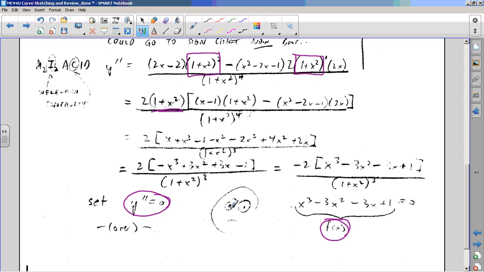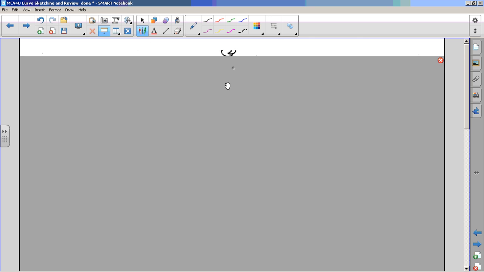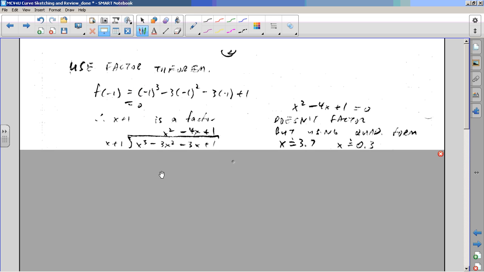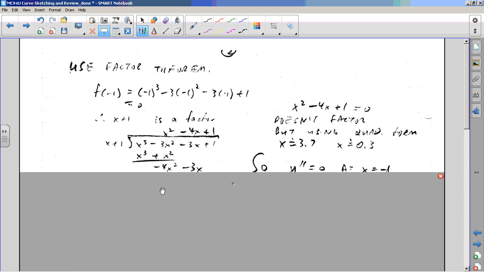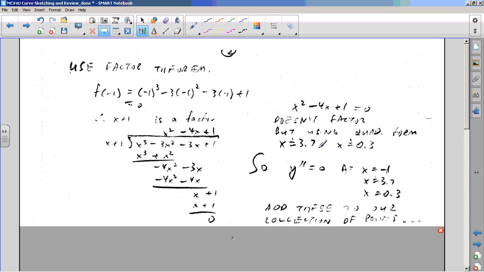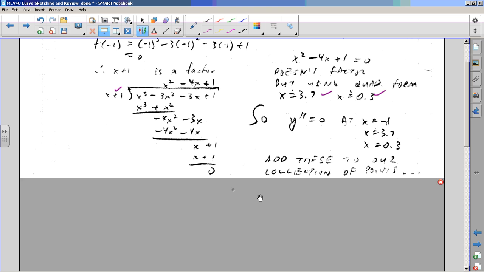Unbelievable. See how scared I'm getting? Could be some sweat coming off me there too. Phew. And then the next page is me using the factor theorem. I find a factor that works, and then I do long division, and then this thing doesn't factor, but I use the quad formula, so that gives me 1, 2, 3 points of inflection, and we add those to the list of points.